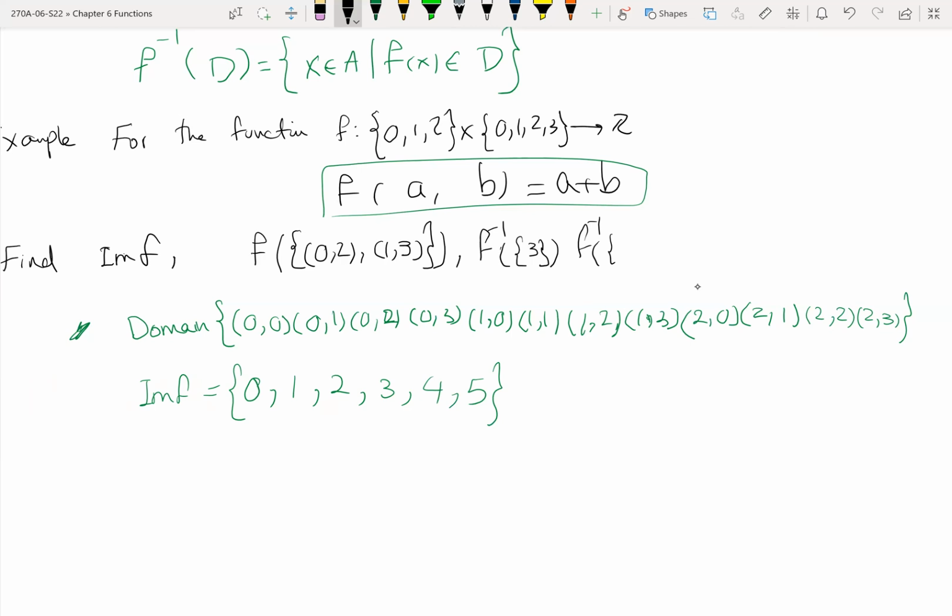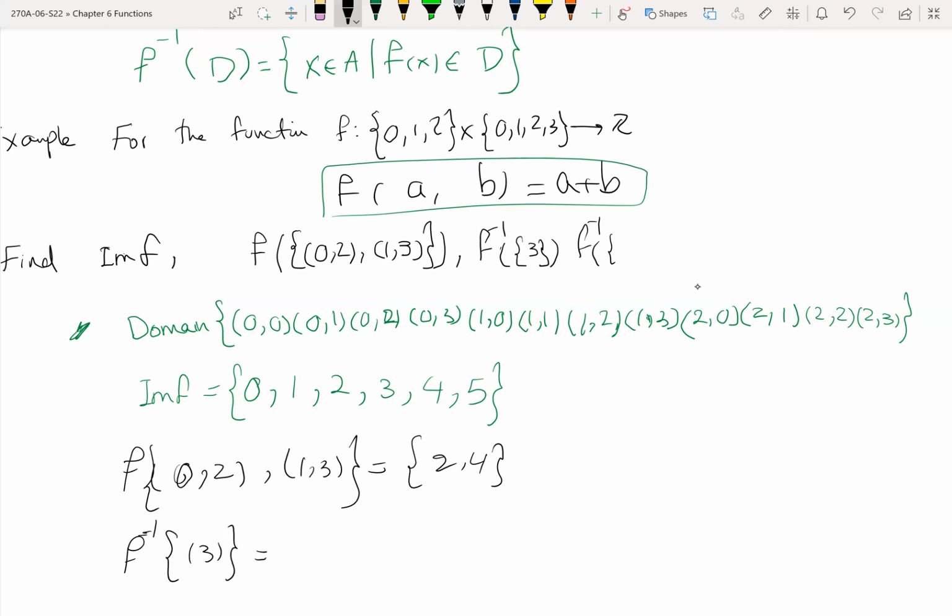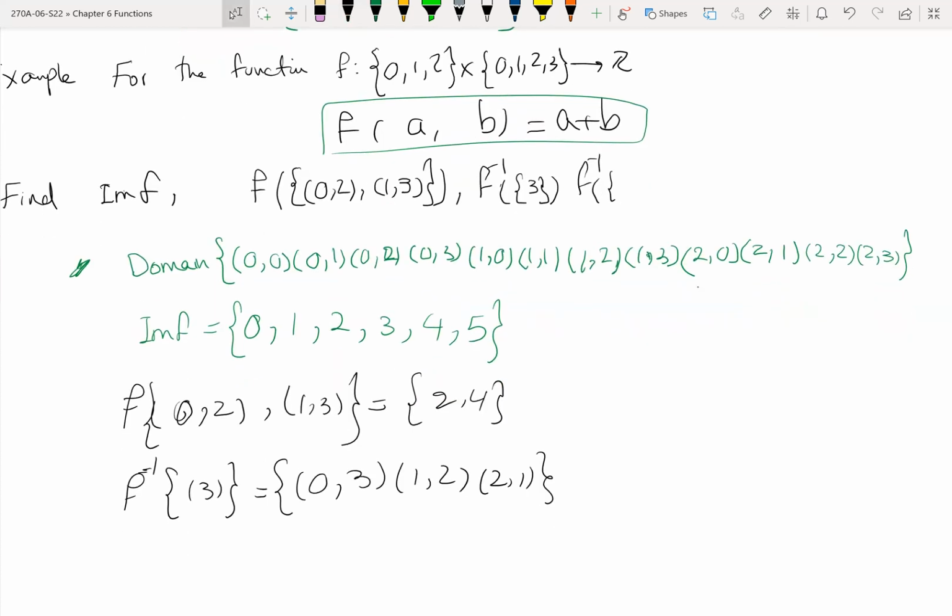I understand. Okay. So what is the value of the function for (0, 2) and (1, 3)? 2 and 4. What's f inverse of 3, or which inputs give you the value of 3? (0, 3)? (1, 2)? (2, 1)? That's it? So which two numbers add up to 3, based on this definition? I have f at 4 also, which is really similar.